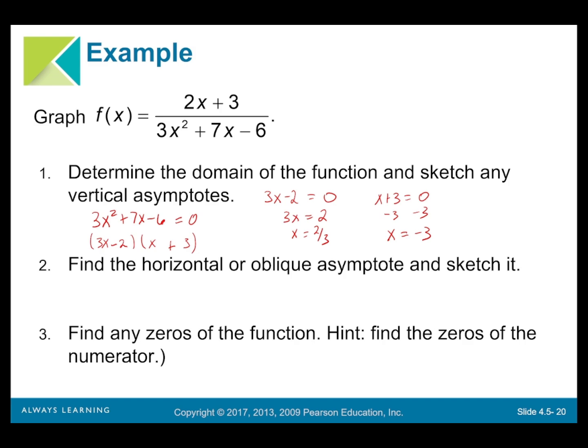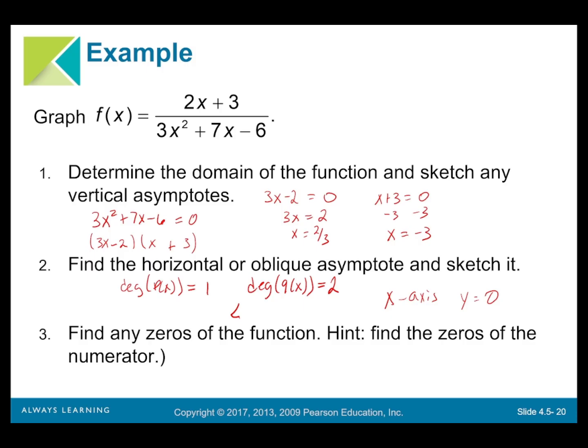Now we want to find our horizontal asymptote or our oblique asymptote and sketch it. Notice here, looking at the degrees, I have a 2x over a 3x squared. That means that the degree of p of x here is 1, and the degree of q of x here is 2. Well, that means that I'm in this less-than world where the degree of p of x is less than that of q of x, which means that my only horizontal asymptote here is the x-axis, or y equals 0.